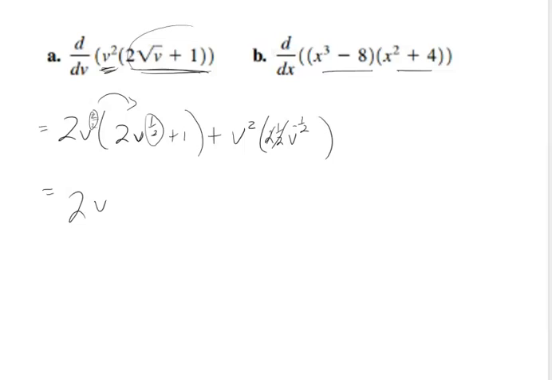V to the first is 3/2 plus 2v plus, and then what's v squared times v to the negative 1/2? You add your exponents. V squared is, if you want a fraction over 2, 4/2. So v to the 3/2. And then you can combine these guys: 3v to the 3/2 plus 2v.